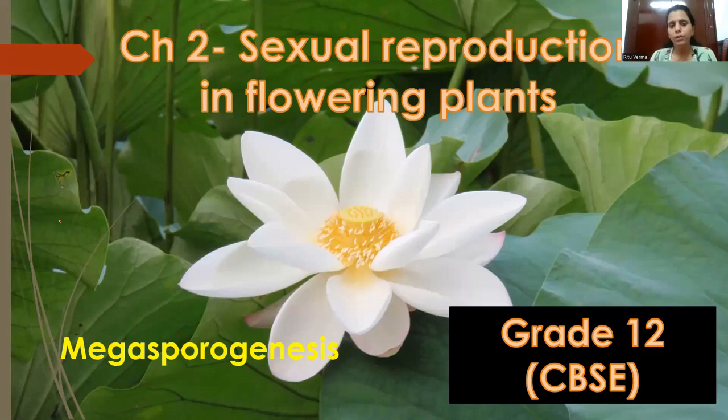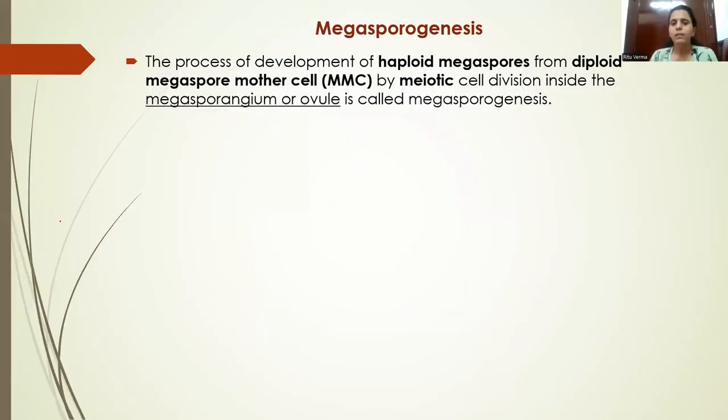In this video, we are going to learn about the process of megasporogenesis in angiosperms. In the previous video, we learned about the structure of the megasporangium, that is, the structure of the ovule in angiosperms. We observed that ovules generally have two parts, the stalk part and the body part.